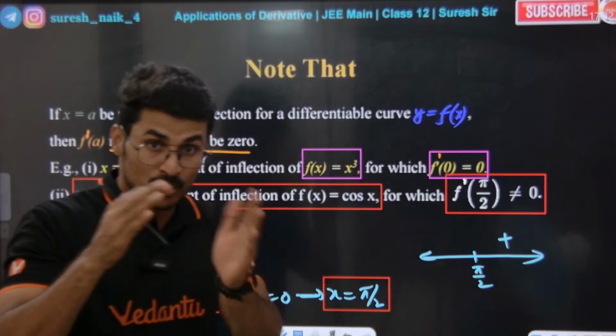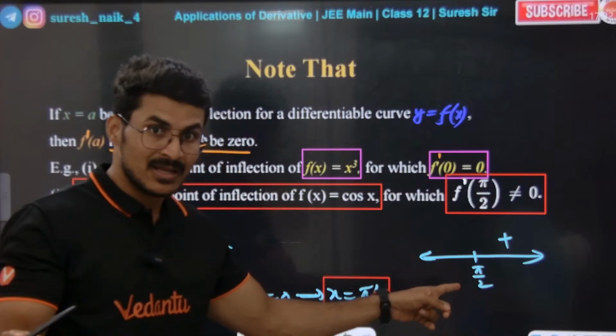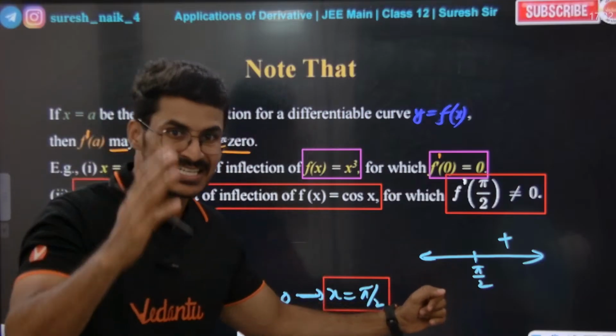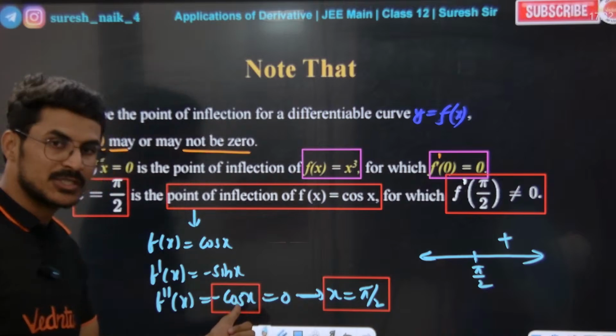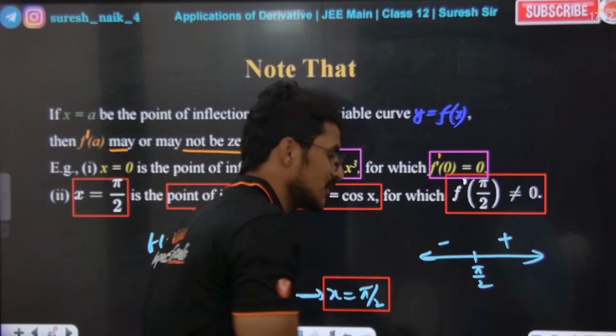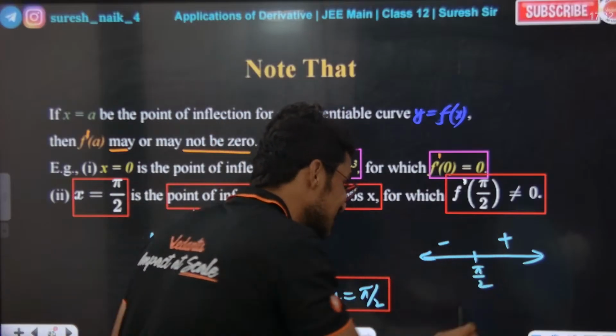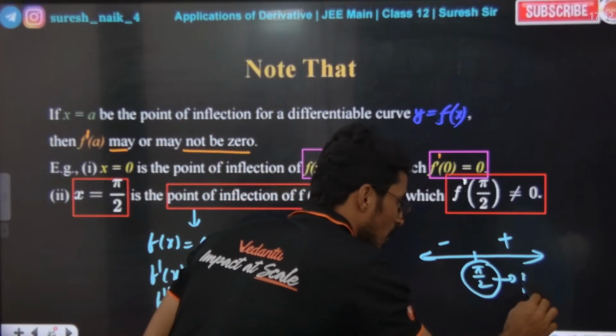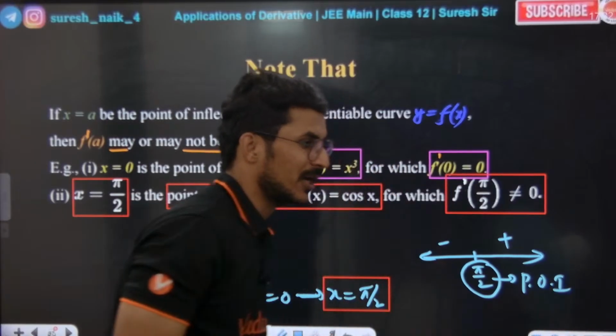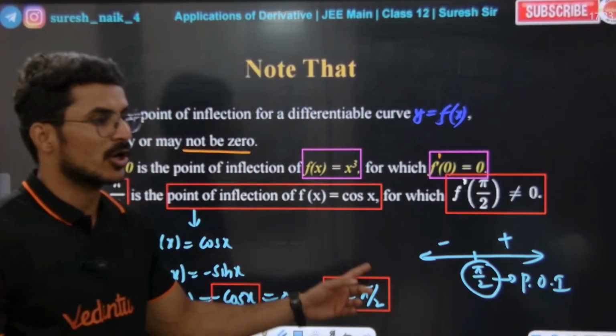Okay? Now take any value lesser than pi by 2, let us say 60. In the first quadrant cos is positive, and positive into negative is negative. So there is a sign change from minus to plus. So this can be called a point of inflection now. Are you getting the point?